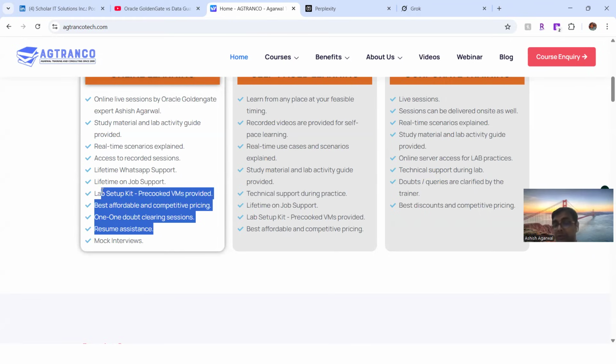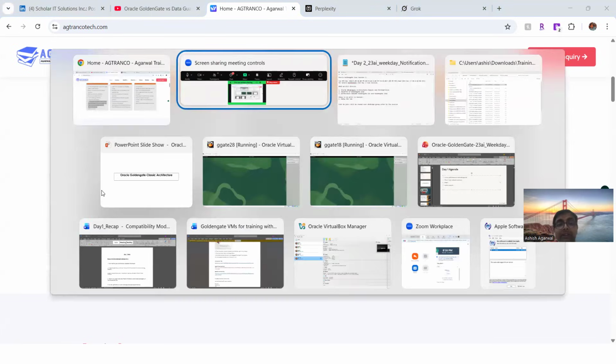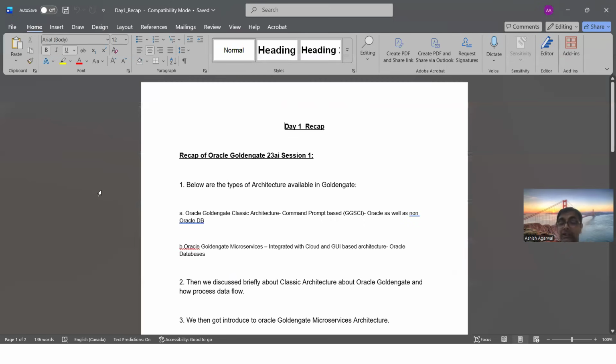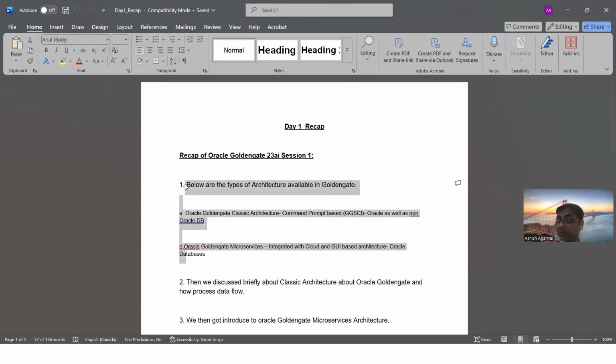So the next session we'll be doing tomorrow. And as a quick recap, what we discussed in today's session is, of course, apart from the various AI tools, what are the different types of architectures available in GoldenGate. So we discussed classic architecture, microservices. We discussed what is AI, what is the introduction, what are the benefits of AI. We also discussed various AI tools, like Perplexity, ChatGPT, Grok, Claude, Sonnet, right?